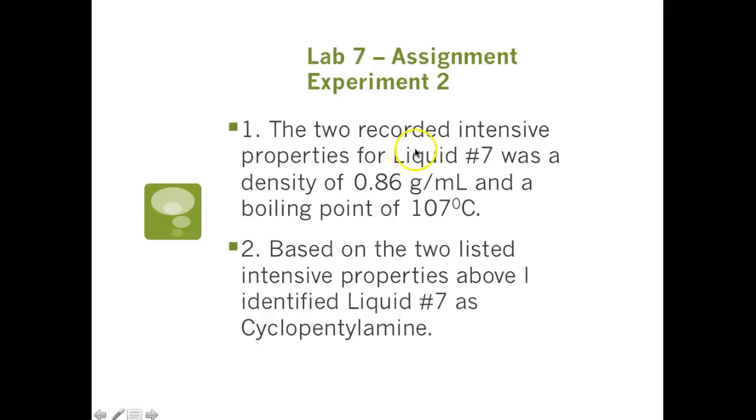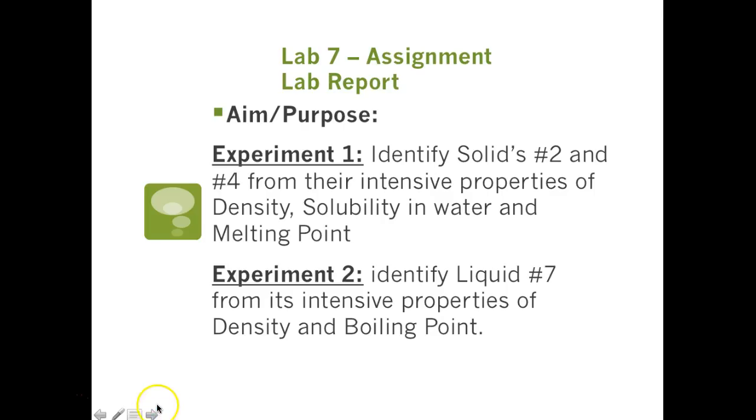So the two recorded intensive properties for liquid 7 were density 0.86 gram per ml and the boiling point 107 degrees centigrade, and based on those two properties I identified liquid number 7 as being cyclopentylamine. So the aim was to identify solids 2 and 4 from their intensive properties of density, solubility, and melting point, mainly density and melting point, and then identify liquid number 7 from density and boiling point.